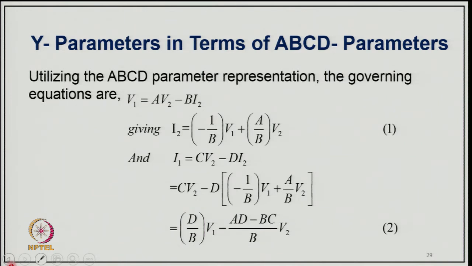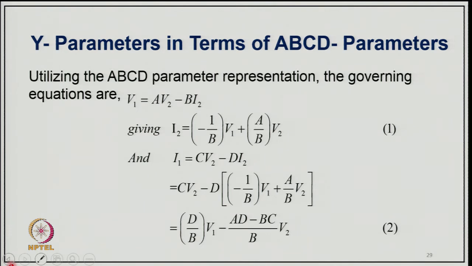So, now we can express the y parameters in terms of ABCD parameters. Utilizing the ABCD parameter representation, the governing equation is V1 = A V2 - B I2, giving I2 = -1/B V1 + A/B V2. Now I1 = C V2 - D I2. Putting the value of I2 here, it will be -1/B V1 + A/B V2, and now we can write I1 = D/B V1 - (AD - BC)/B V2.